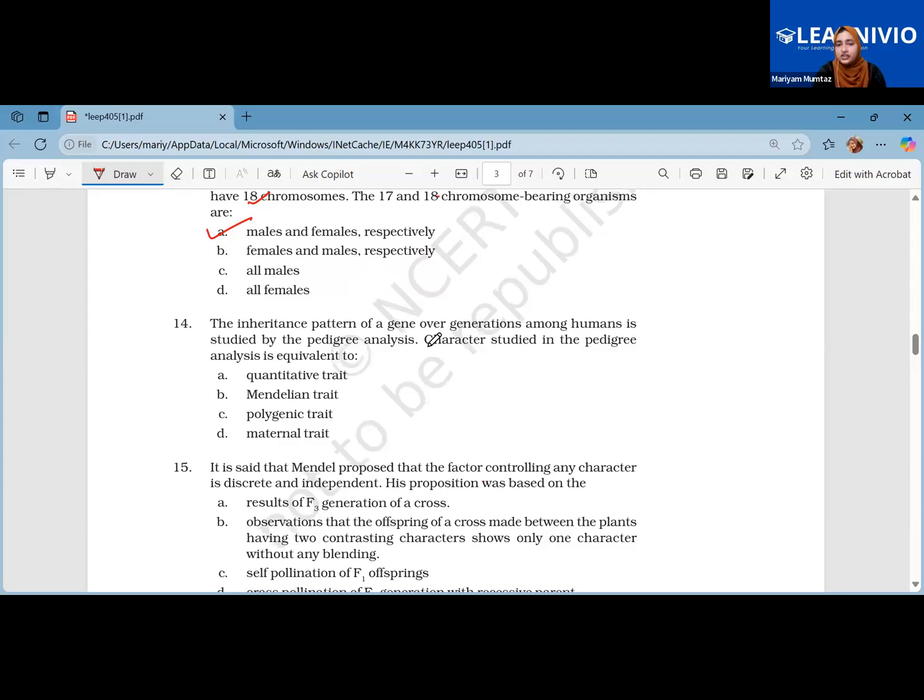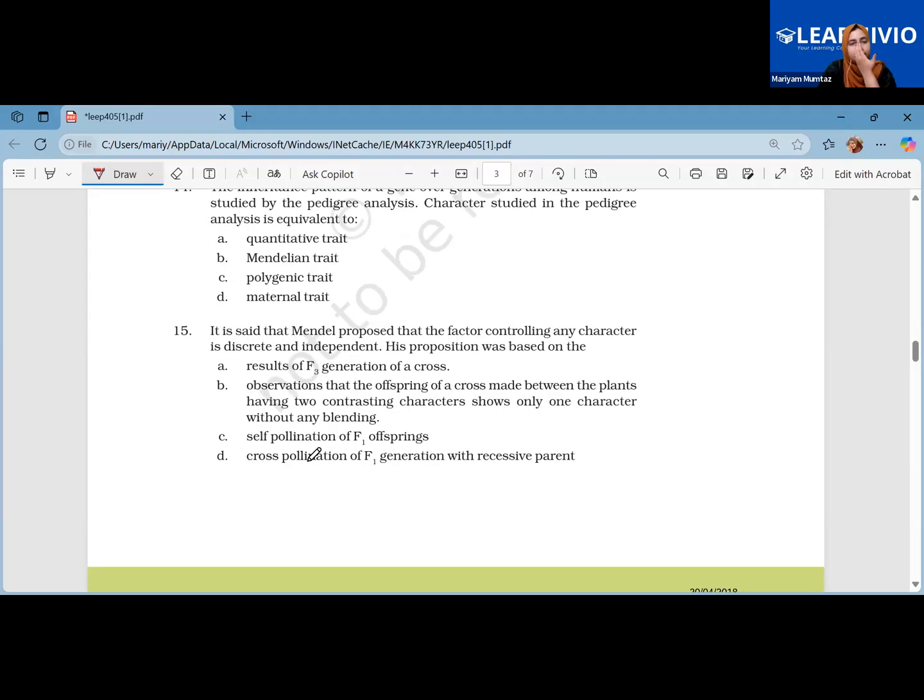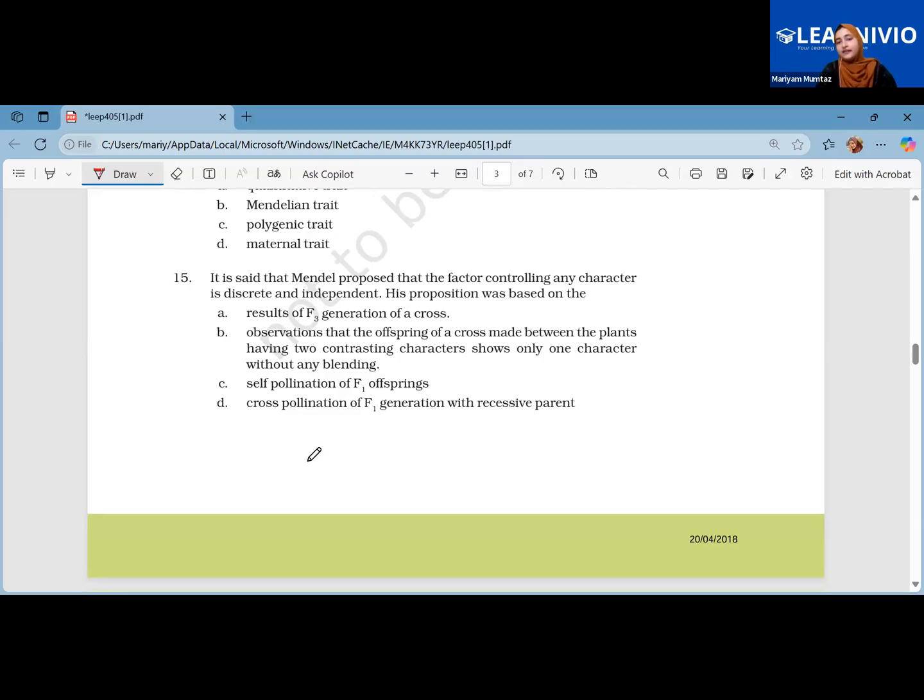The inheritance pattern of a gene over generations among humans is studied by pedigree analysis. Characters studied in pedigree analysis are equivalent to which kind of trait? Mendelian trait. Mendelian. Could you study chromosomal disorders in this particular pedigree analysis? You can't, right? You can't study. All right.